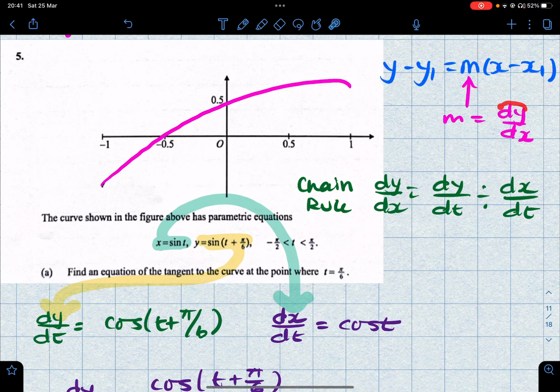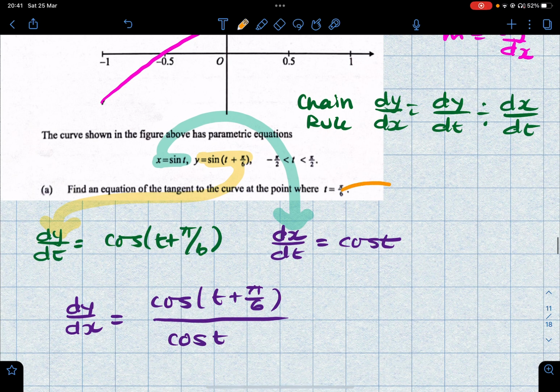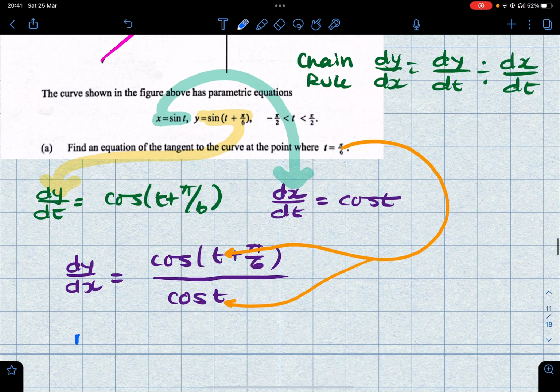To find the equation for the tangent, dy by dx is our m at the point where t equals pi over 6. So we still need to substitute pi over 6. So that goes into there and into there. So we can say m equals, and making sure our calculator is in radians, that gives us root 3 over 3.